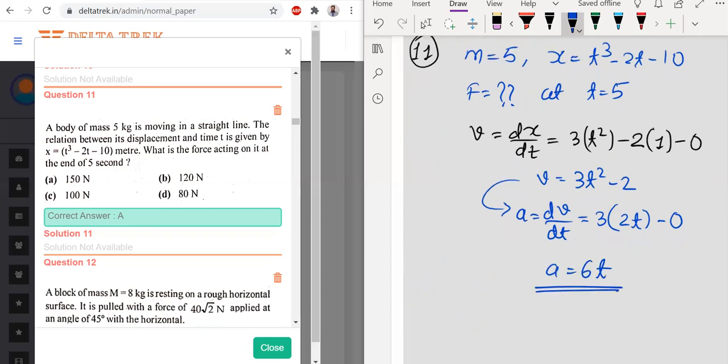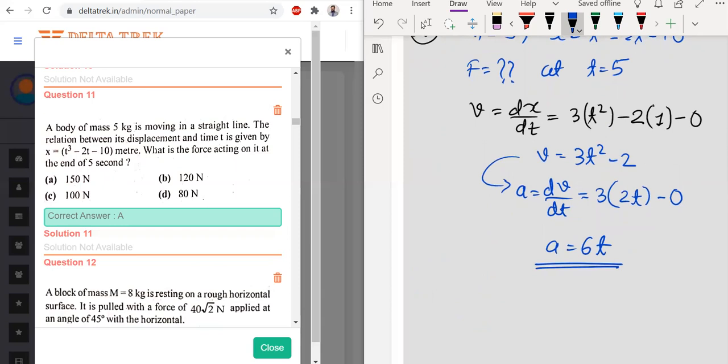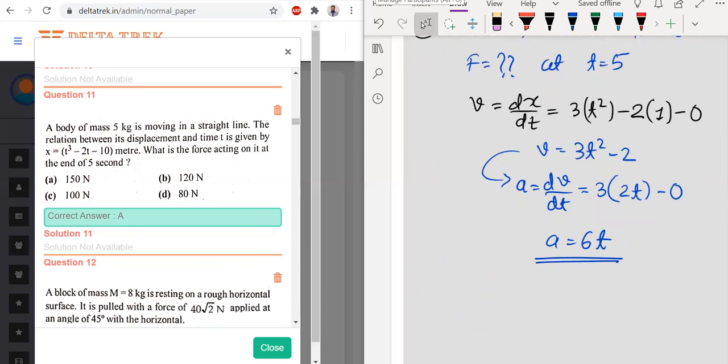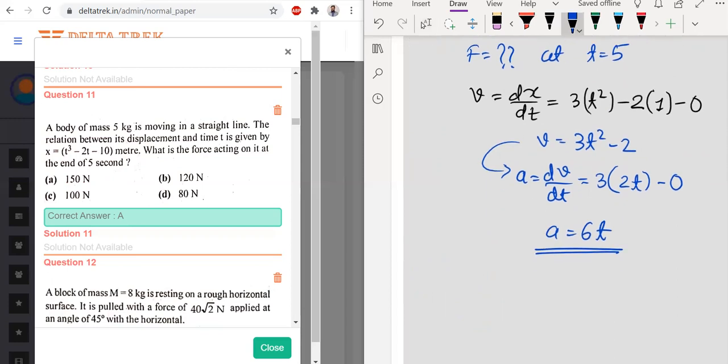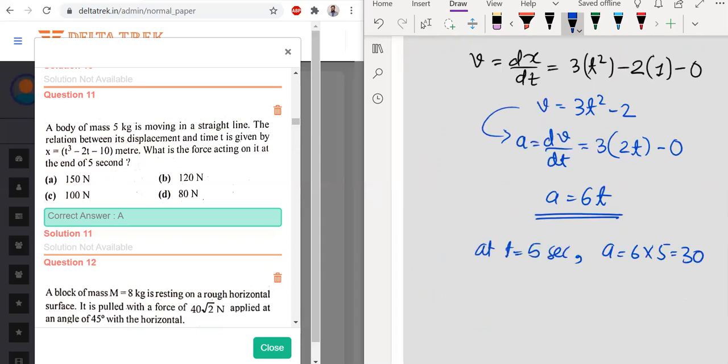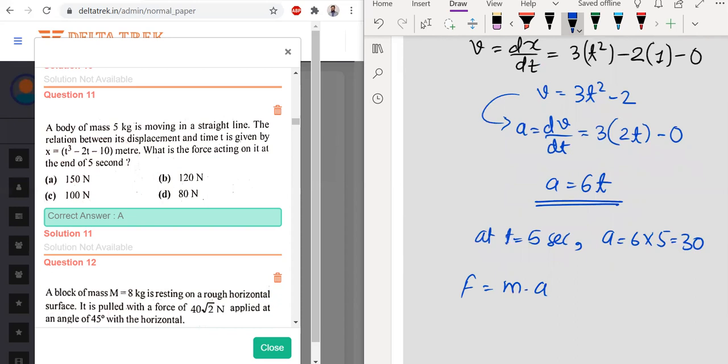Now it's fine. When we need it at 5 seconds, we can calculate at 5 seconds. Clear? So at t is equal to 5 seconds, what is the acceleration? It is 6 into 5, 30. Done. And let's find the force. Force is mass into acceleration. The mass is 5 kg, this is 30. So the force will be 150 Newton.